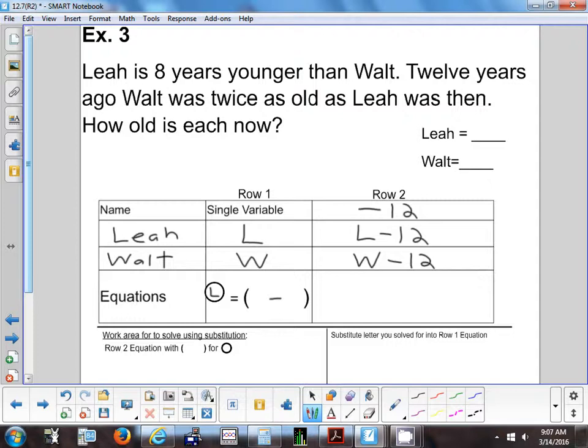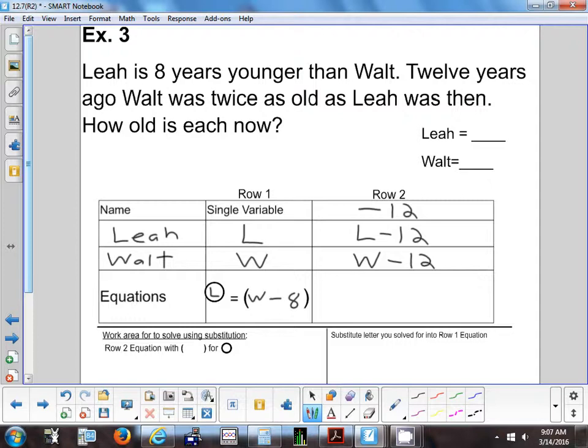So think of Walt's age decreased by 8. Think of it that way. Justin? W minus 8. Yeah, put the letter first. Guys, when you get to that part for that first equation, the row 1 equation, always put the letter first. All right? Whether it's addition or subtraction, always put the letter first.